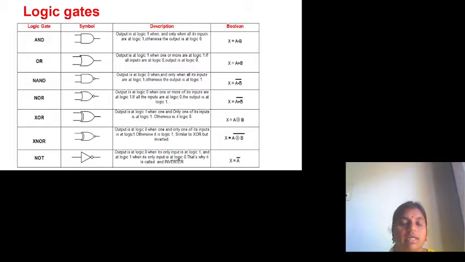Considering the behavior of the OR gate, X = A + B. Simply, OR is nothing but a summing operation. All the inputs are summed up, and X = A + B is the Boolean expression representing the relation between the output and inputs of the OR gate.